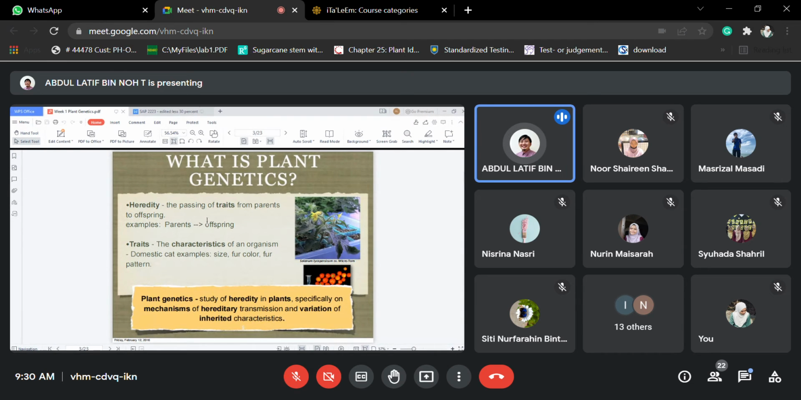Right, so maknanya whatever what the parents have, right? They will be inherited by their offspring. But we will study more on how this particular genes ataupun this particular traits will be inherited to their punya offspring later, right? So traits are the characteristic of an organism, right? So such as a domestic cat, for example, dia punya size, dia punya fur color, and dia punya fur pattern as well.